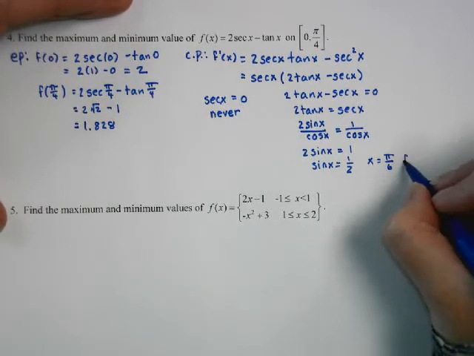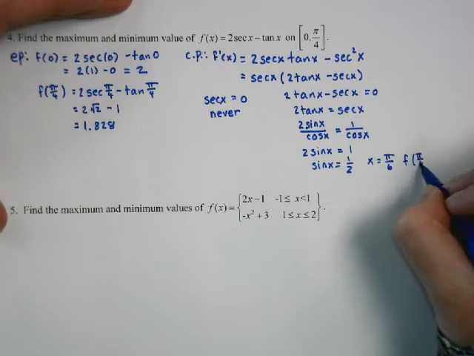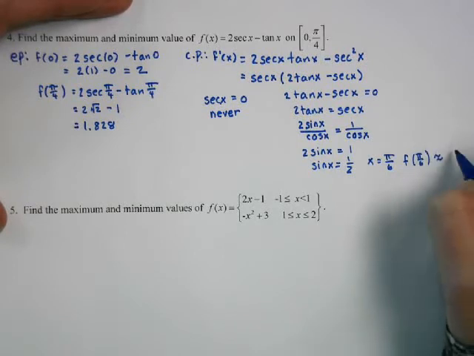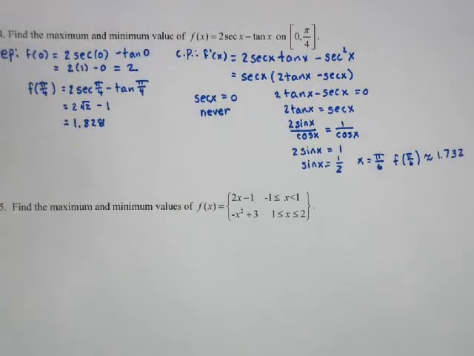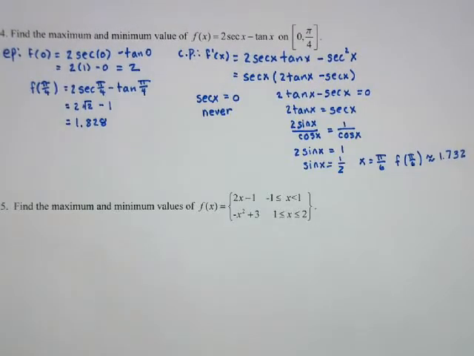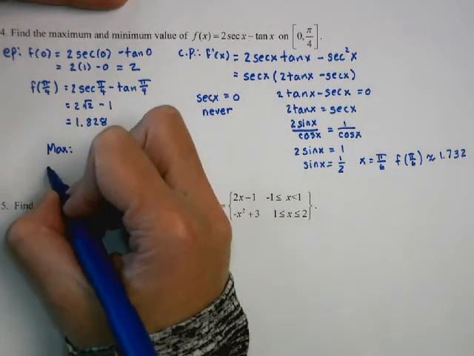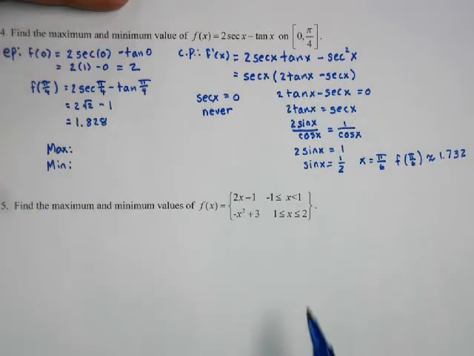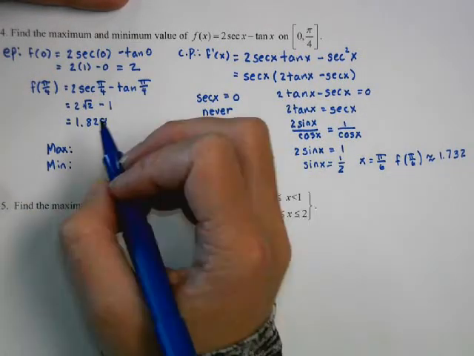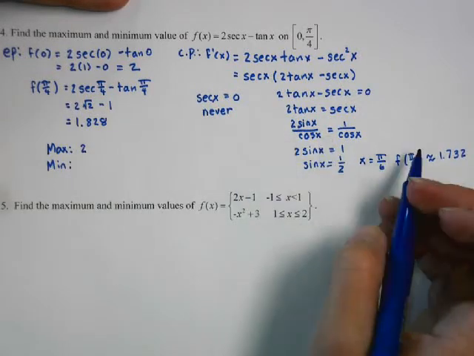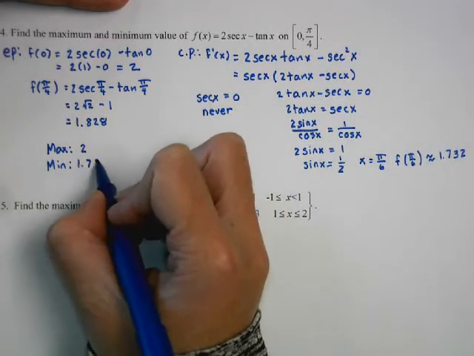So then we want to evaluate the function at pi over 6, which is approximately 1.732. And you can do it using the unit circle, but again, to compare the values, you really want the decimal. So now we pick our winners. Our maximum value of our 3 candidates is 2. The minimum value is going to be the 1.732.